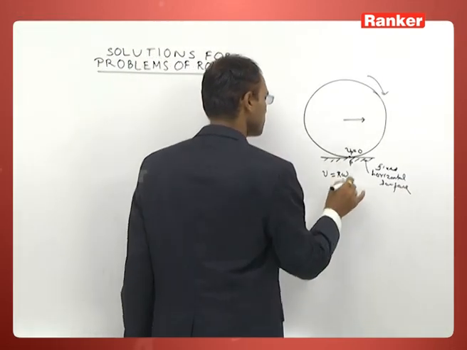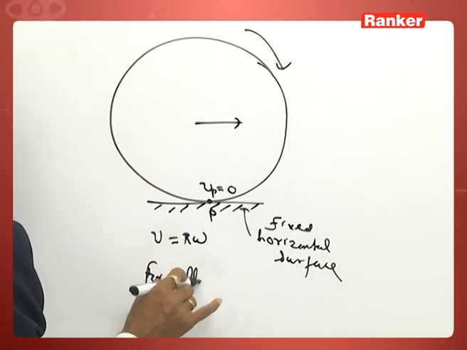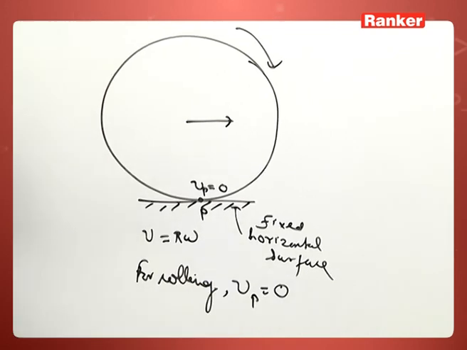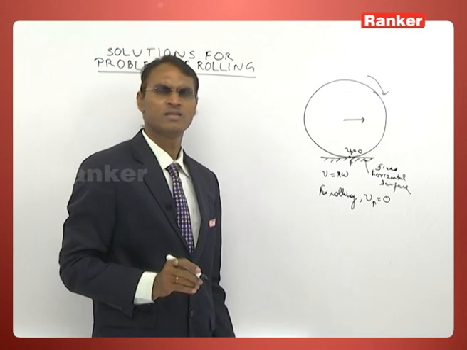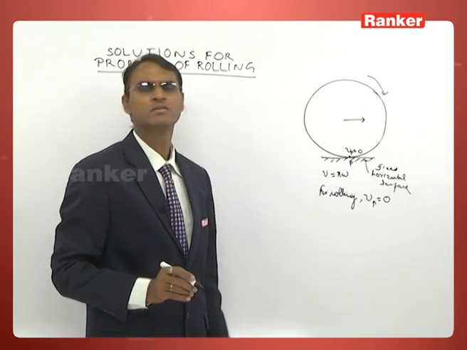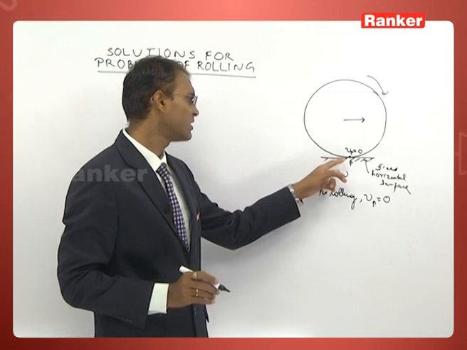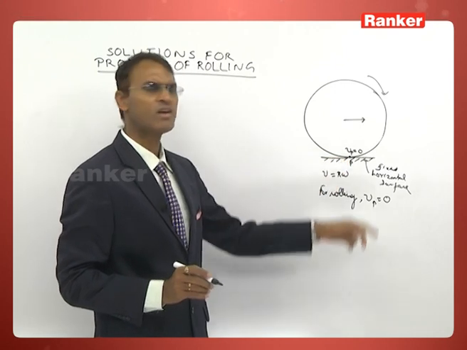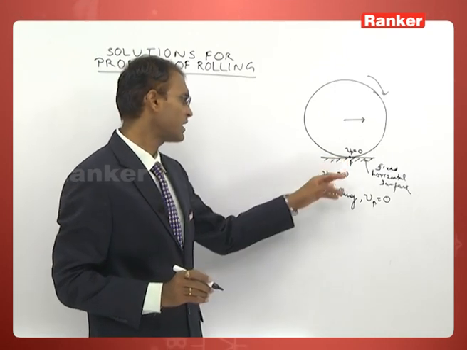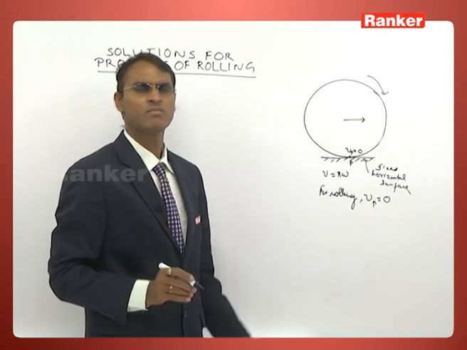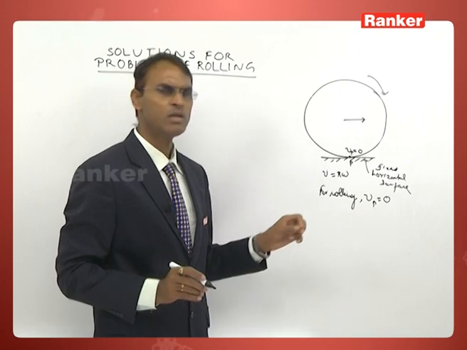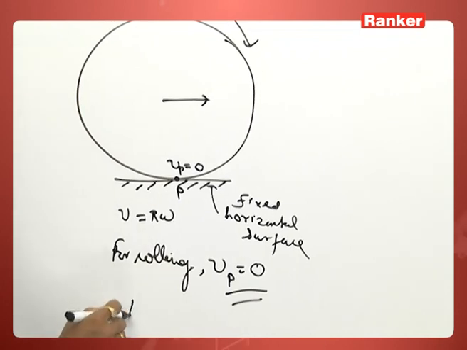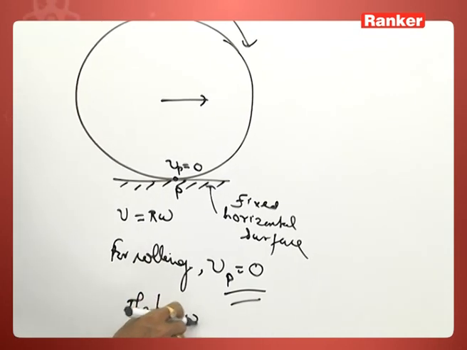Therefore, for rolling, the velocity of the lowest point of the body must be equal to the velocity of the contacting point of the horizontal surface. Since the horizontal surface is fixed, the lowest point velocity of the rolling body should be 0. When the velocity is 0, the body is said to be pure rolling.